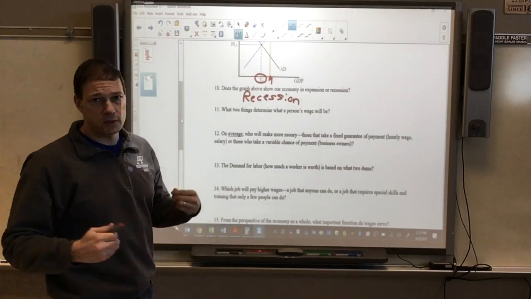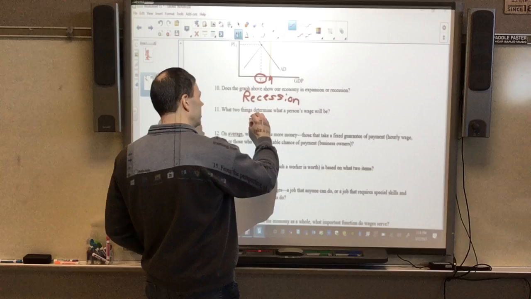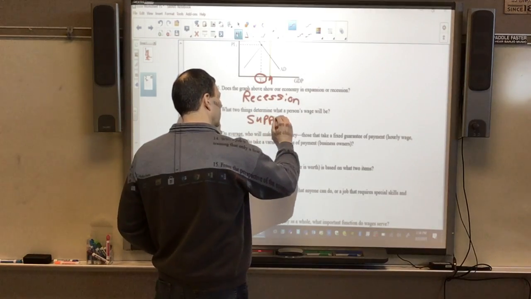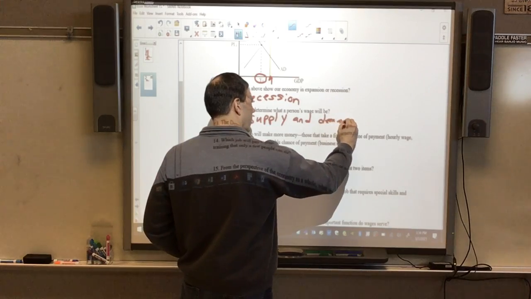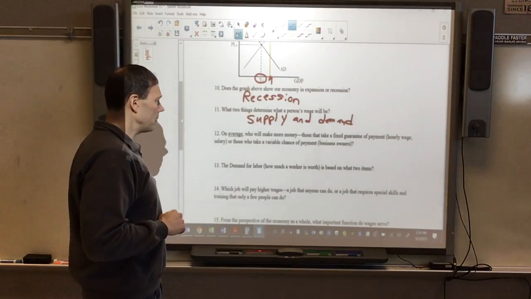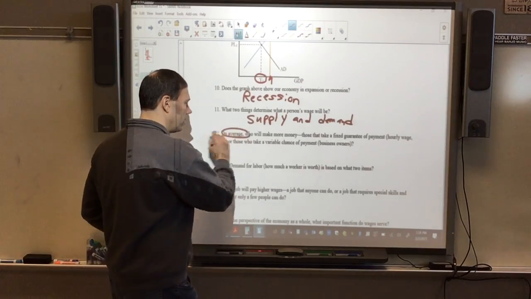All right, number 11, we should know this. What 2 things determine wage? Supply and demand. The supply for labor and the demand for labor. Okay. Who's going to make more money on average? Average being a key word here.